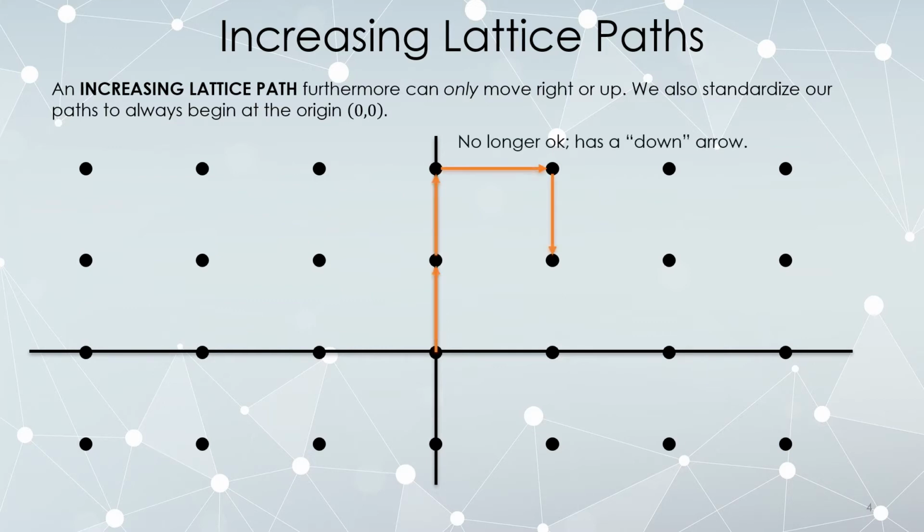So this is no longer an allowable increasing lattice path. While this is a lattice path, it's not increasing because this arrow goes down. This green one, however, is an allowable increasing lattice path. It starts at 0, 0, and it only consists of moving right and up.